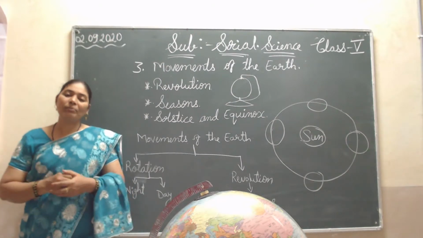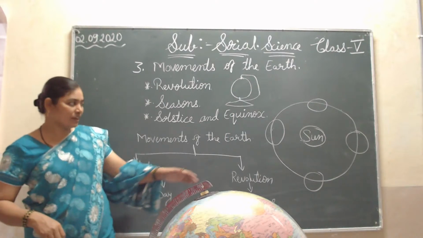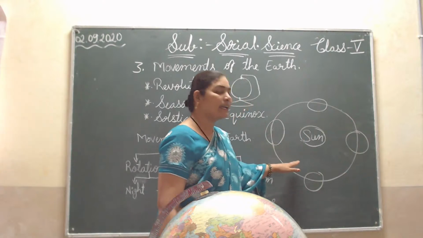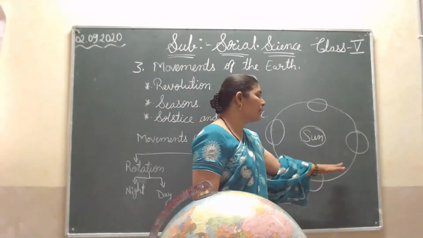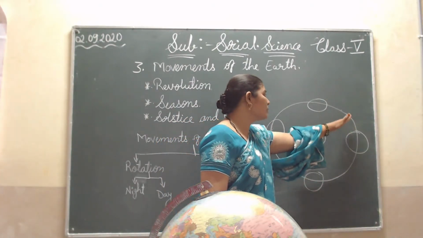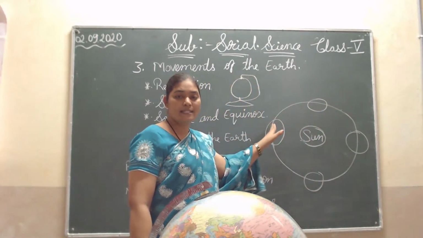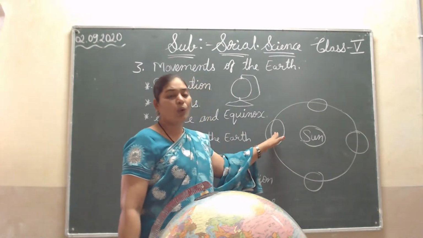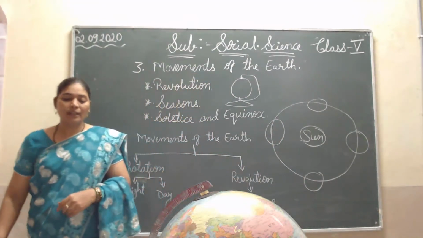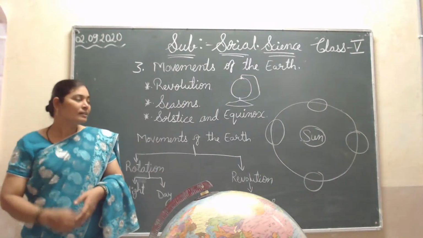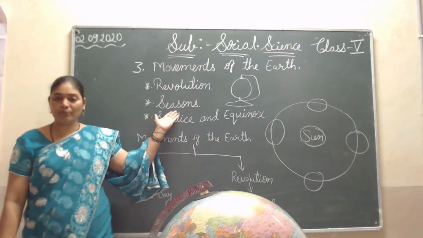So here it completes its movement. From here it will start, then slowly it will move, crossing day and night on its axis, slowly this way, this way, then it comes here. When it reaches its place again, it takes 1 year. According to that, seasons also happen.